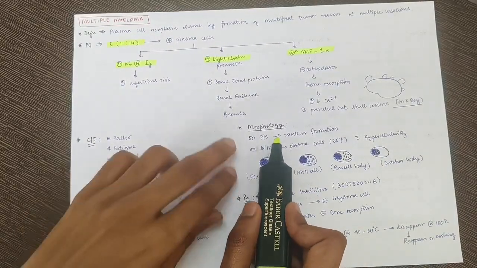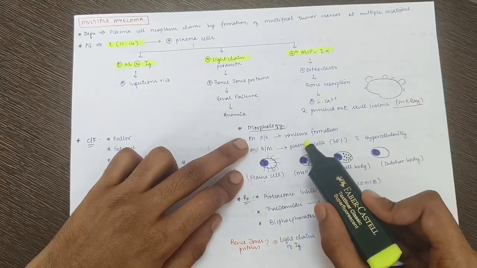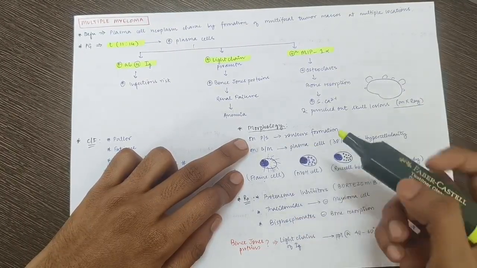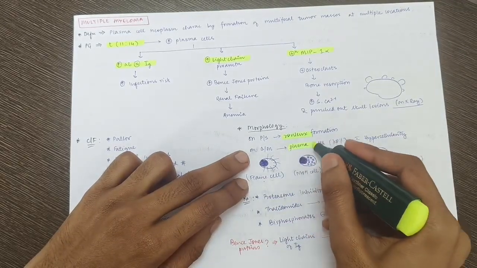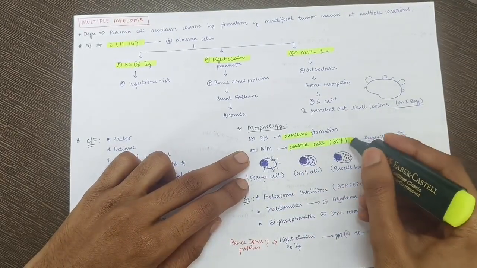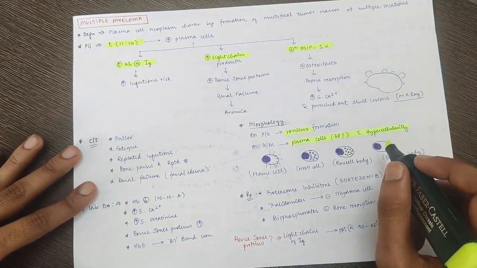Next, the morphology. You are not going to diagnose multiple myeloma on the peripheral smear, because you're just going to see the Rouleaux formation. Whereas in bone marrow, you're going to see the plasma cells, 30% plasma cells with hypercellularity. There are different types of multiple myeloma cells.